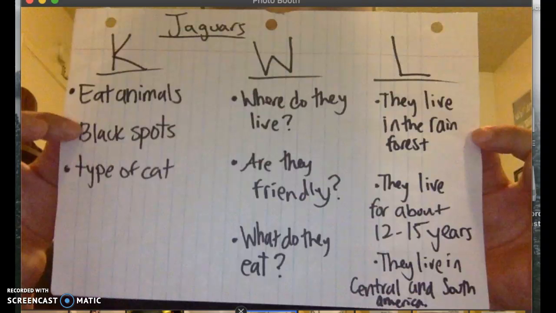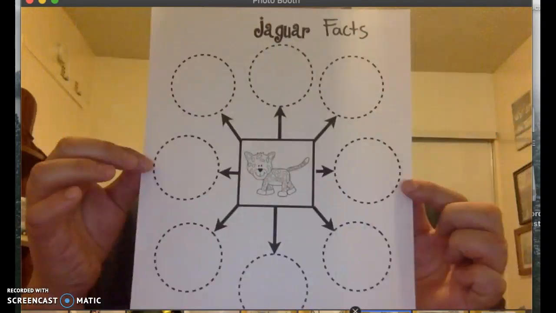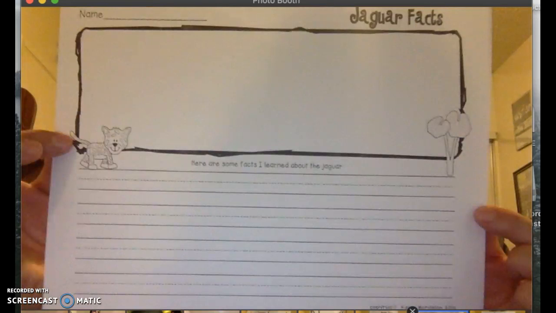After that, we filled out a Jaguars fact graphic organizer. The students here wrote down the facts, as you guys can see in each of the circles, and this is going to help them write their paragraph, which is what they will be assigned for homework. They can utilize this worksheet that was given to them, and here it states, here are some facts I learned about the Jaguars. So they're going to write some facts they learned about the Jaguars here.